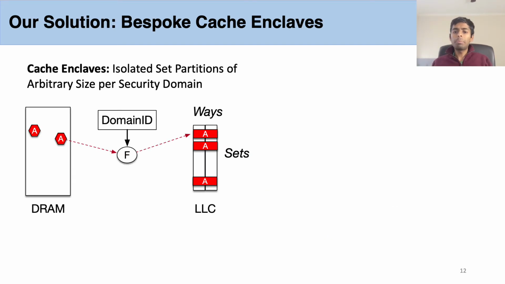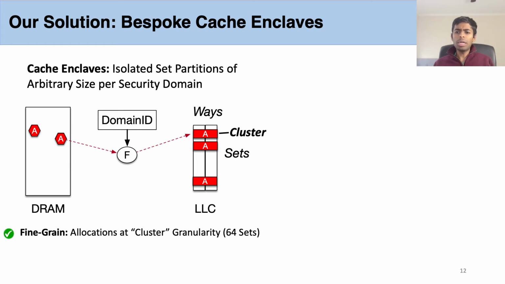Our solution enables Bespoke Cache Enclaves. We define cache enclaves as isolated set partitions of arbitrary size which are non-overlapping in the cache. So each security domain can be allocated a cache enclave. These enclaves are allocated at the granularity of a cluster, or a group of 64 sets. So they are much finer granularity allocations than, say, way partitioning.